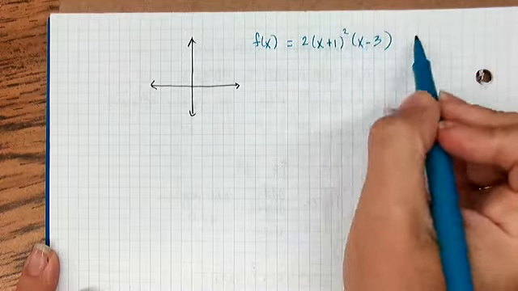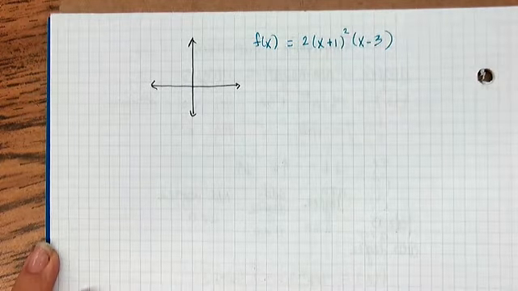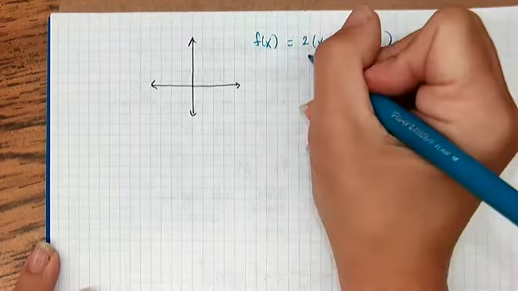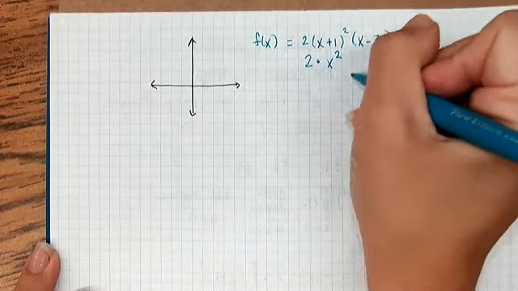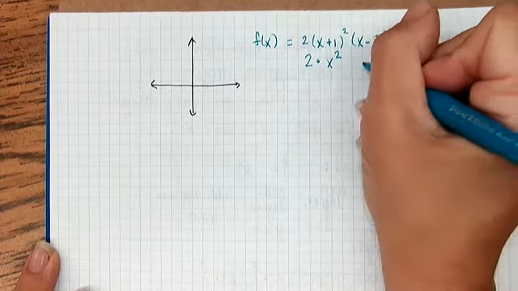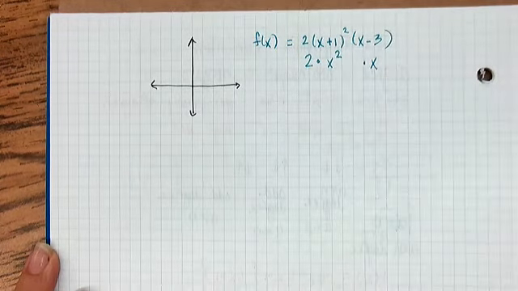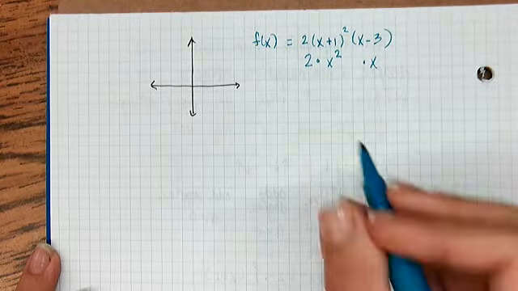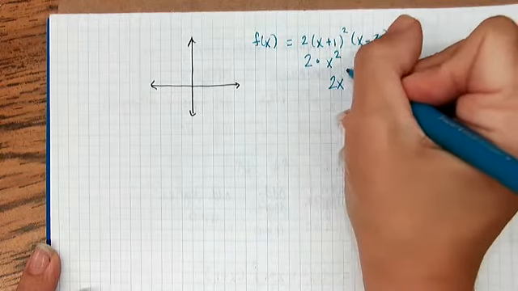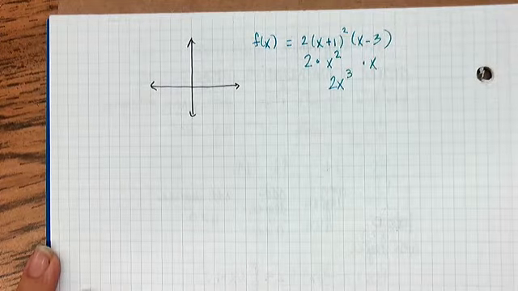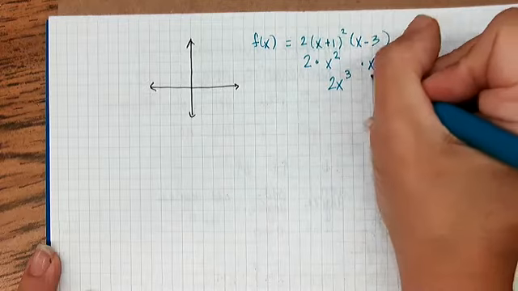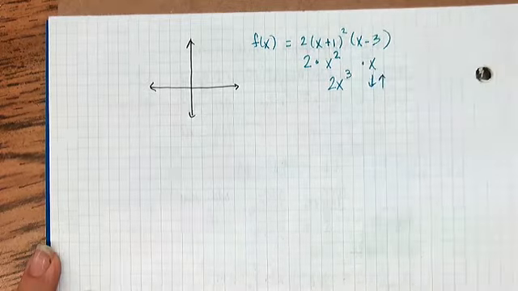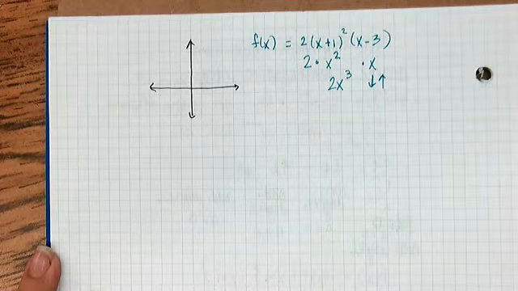This has an overall degree of 3. If I were to multiply this out, I would have x squared blah, blah, blah, times x blah, blah, blah. I want the lead term, and the lead term would be 2x cubed. So this is down, up. It mirrors x cubed. Degree is odd.